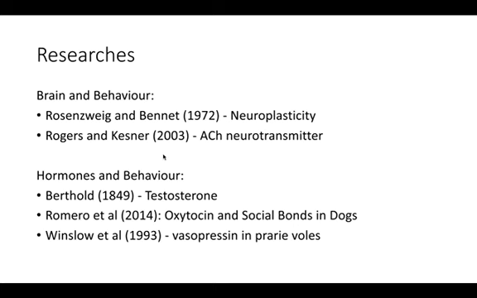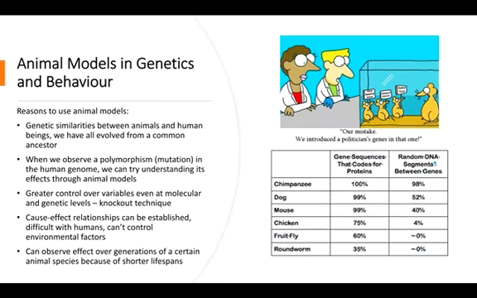What I'm going to really go into is genetics and behavior because we haven't really looked at the use of animals in genetics and behavior. So I'm going to go and do that quite thoroughly. Okay, so the reasons why we use animal models in genetics and behavior is quite interesting. Okay, to begin with, there's really high genetic similarities between animals and human beings, and there's also the idea that we have evolved from a common ancestor. So if we have such high genetic similarities, then it is likely that our behaviors should be similar as well.